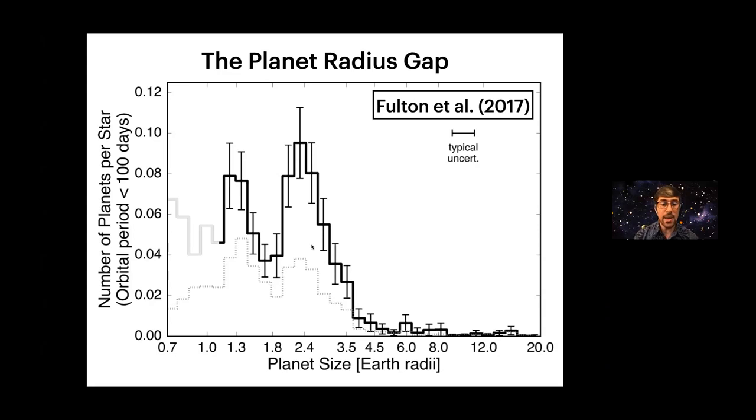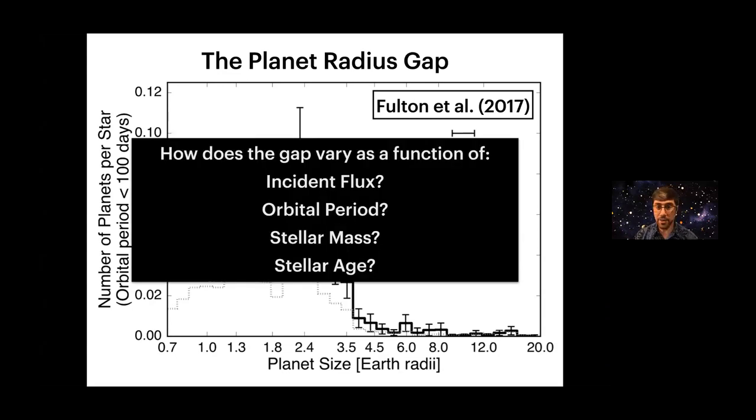Now, a lot of work has been done on this gap in subsequent years, and a lot of questions have been asked, such as how the gap varies as a function of incident flux, orbital periods, stellar mass. And I think especially in the future, asking how it varies as a function of stellar age is going to be a very interesting area to investigate. Now, obviously, we see this gap in the distribution of small planets. So how exactly did it get there?